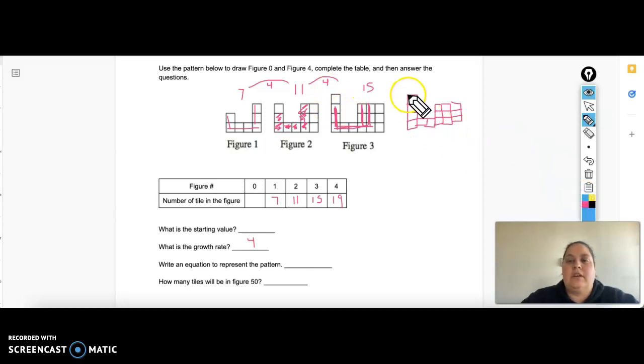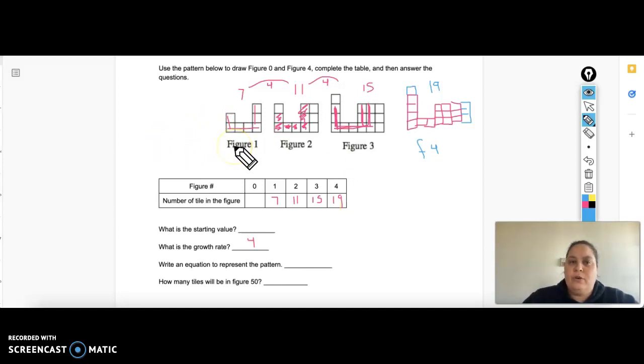I'm going to use a different color and add my new one. So again, remember I'm adding 1 on this row, and then I'm adding a whole another row over here of 3. So this is what my new figure 4 is going to look like. So figure 4 looks like this. And again, we can count 1, 2, 3, 4, 5, 6, 7, 8, 9, 10, 11, 12, 13, 14, 15, 16, 17, 18, 19. So we know we did it right because our 19 matches up with the 19 that we knew we were going to have over here.